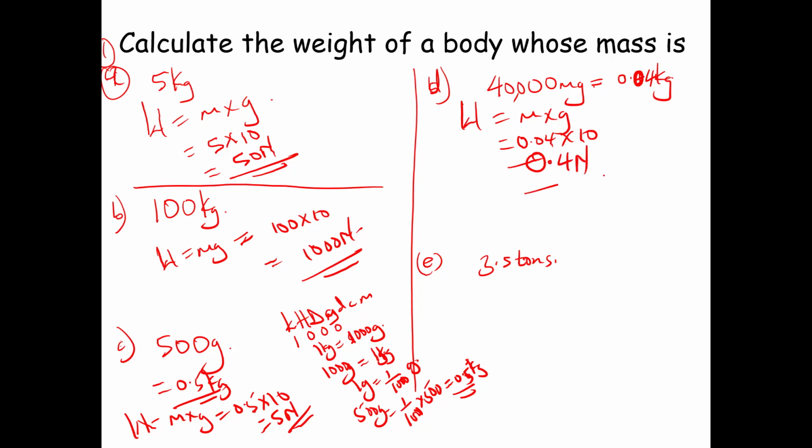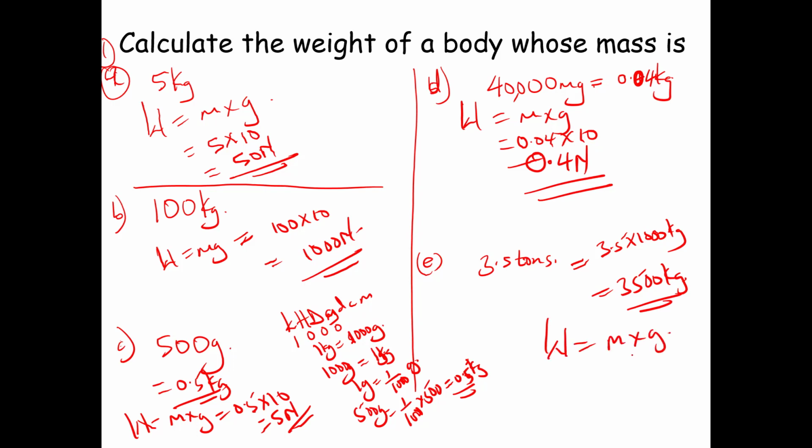Then 3.5 tons. This is the same as 3.5 times 1000 kilograms. So this is the same as 3500 kilograms, meaning therefore that our weight is equal to m times g. The mass is 3500 times 10, which gives us 35000 newtons as the answer. So that is what we do.